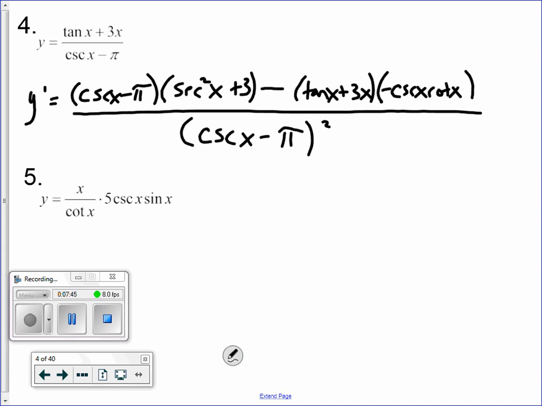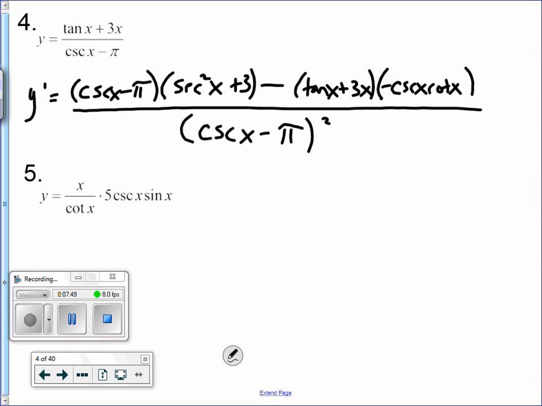Okay. So then you get to number 5, and it looks horrible. It looks like if you just left it as is, you'd use the product rule, but for the derivative of the first, you'd have to use the quotient rule. For the derivative of the second, you use the product rule, so that would be a mess. So you're always on the lookout to simplify.